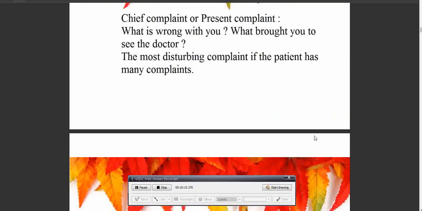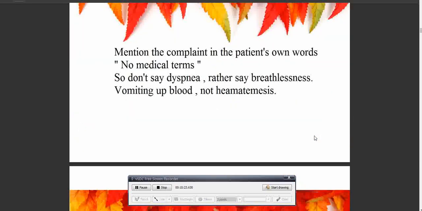So when the patient has many problems, a problem is just a problem, even to you. If the patient has many complaints, you just need to cover them. Mention the complaint in the patient's own words, with no medical terms added. So don't say dyspnea. I know dyspnea is difficulty in breathing, but rather say breathlessness. Yeah, it's understandable. Vomiting blood, don't say hematemesis. Instead, just say vomiting up blood. When you're writing down the chief complaint, use the patient's words.